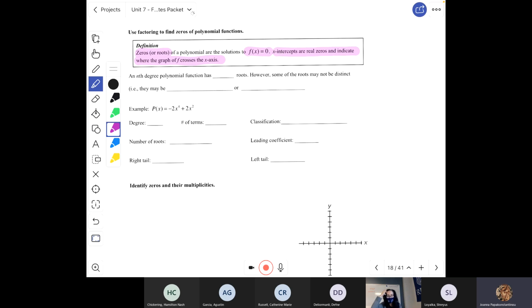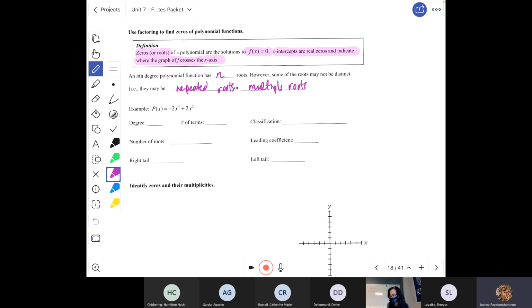So an nth degree polynomial function has how many roots? n. However, some roots may not be distinct. In other words, they may be repeated roots or multiple roots. And you would have to describe the multiplicity of the roots. But let's first take a look at this example.